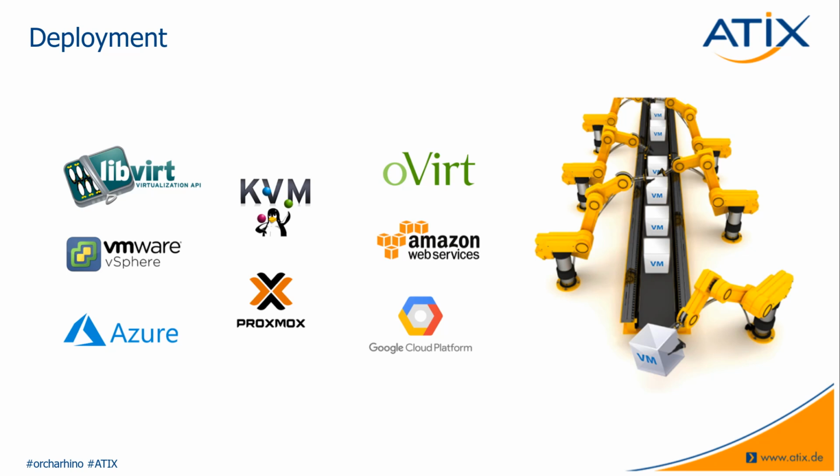With orcharhino, we can fulfill basically three different tasks. The first one is the deployment or the provisioning, actually, of hosts. We can provision different types of hosts. Typically, we're dealing with virtual machines, either on premises in some hypervisor environment or in some cloud. Orcharhino talks to the API of your hypervisor or your cloud provider, and that launches an instance there.